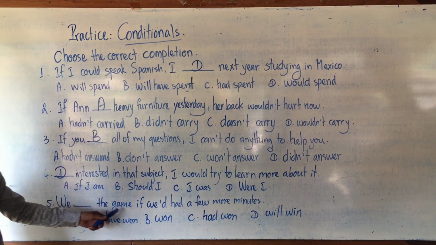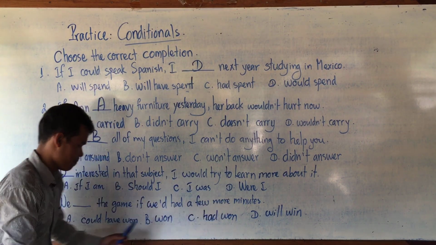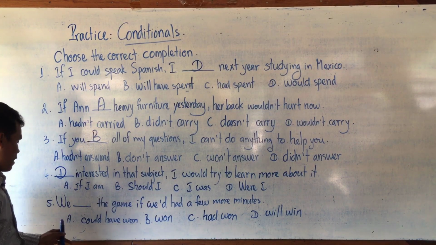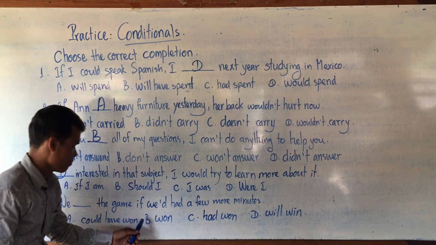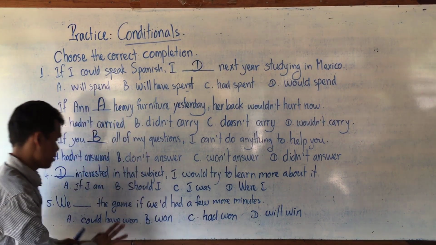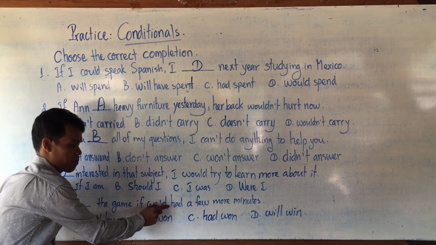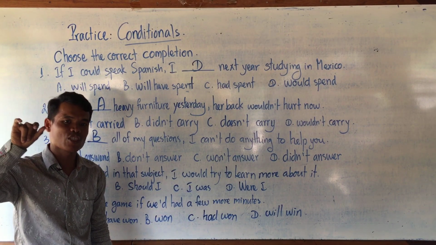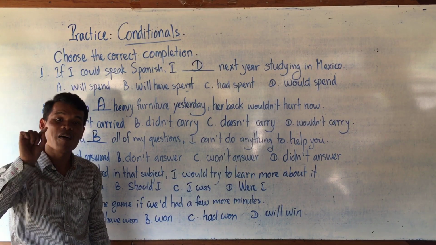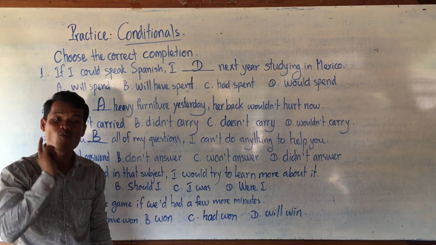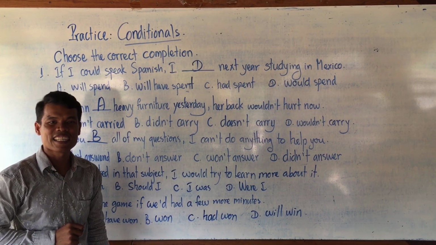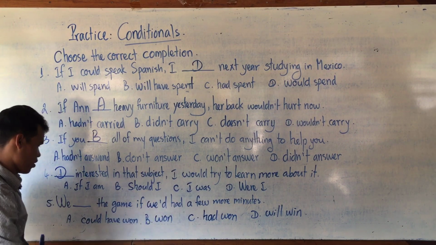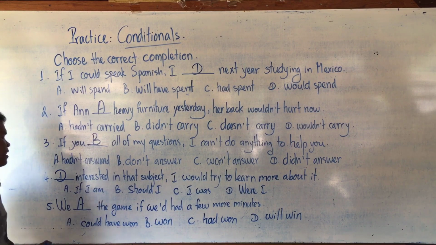Number 5. We the game if we had a few more minutes. With had plus verb past participle, the apostrophe D here is the had formula. So the alternatives are A could have won, B won, C had won, D will win. Perfect, or had plus past participle like this. You remember the form of the conditional: if plus subject plus had plus verb past participle, subject would, could, or might plus have plus verb past participle. You remember what conditional it is? It is the third conditional. So the third conditional here in the main clause can be would, could, or might. Any would here? No would. Only could. So the answer is letter A.